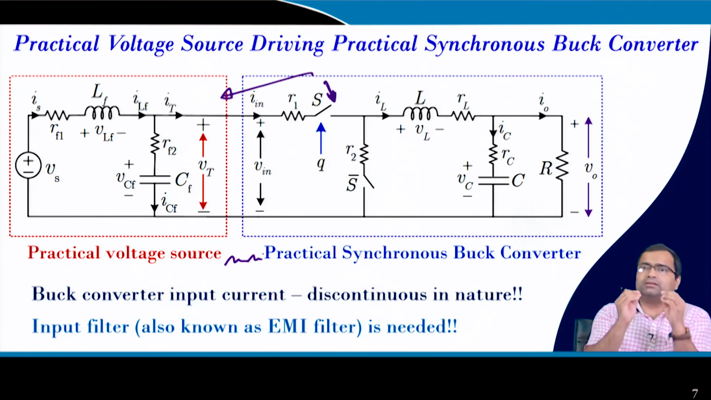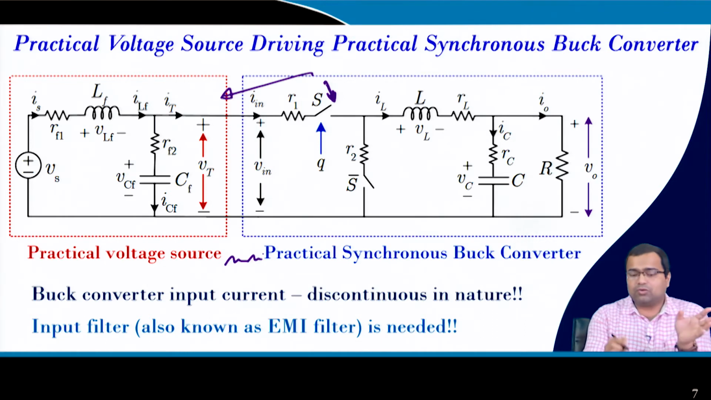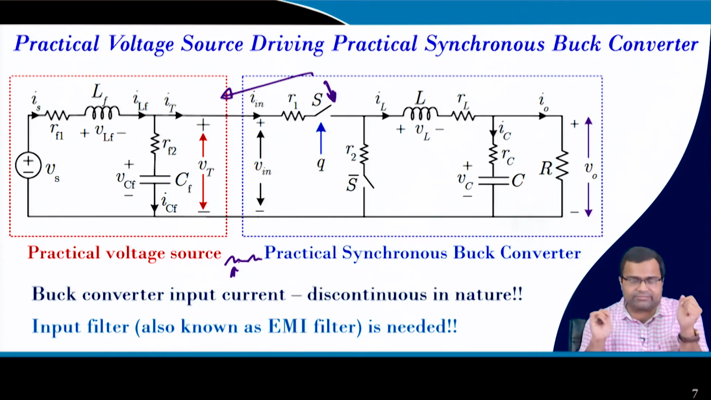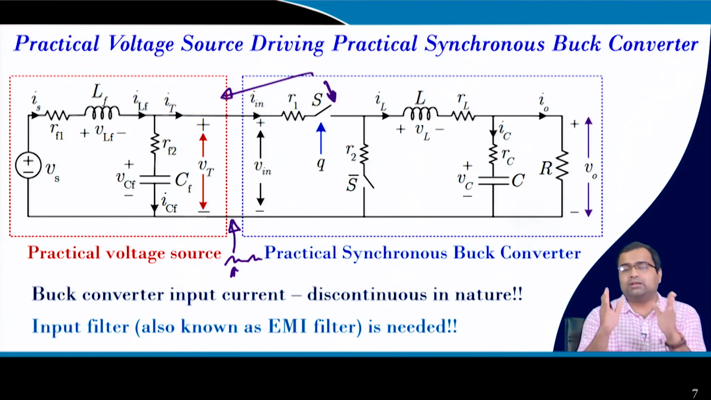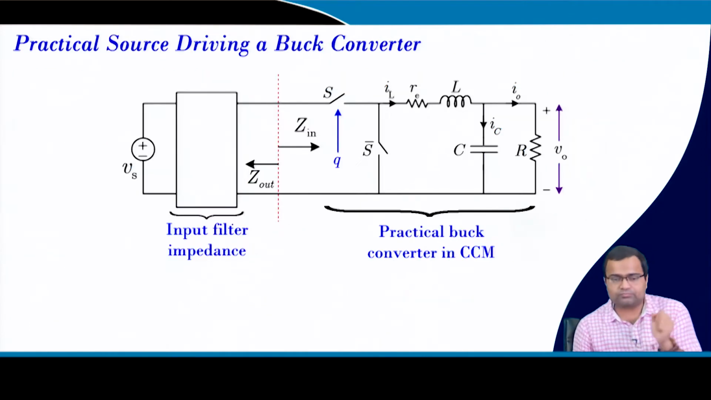So, there will be some amount of power with this transient frequency, that higher frequency, and that will interfere with the communication devices. So, generally we need to put an input filter in between the source and the converter, so that the source will not see this discontinuous current. Okay. So, you need to filter out.